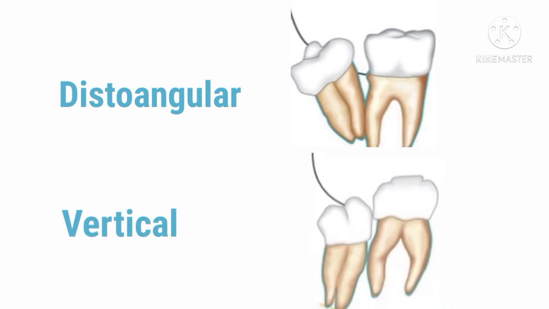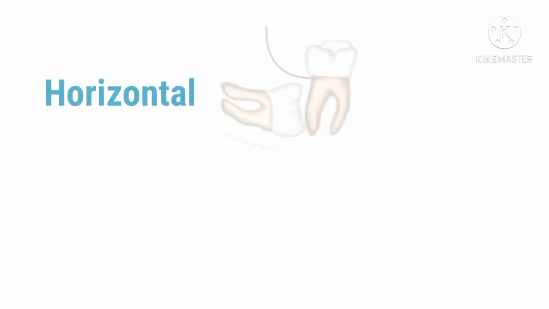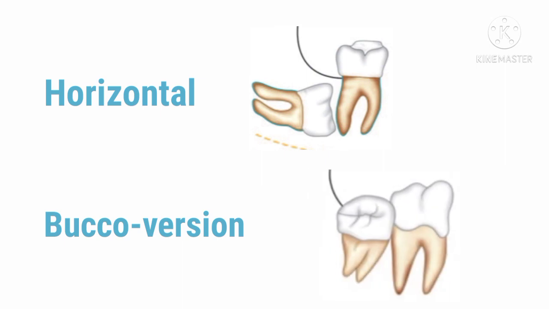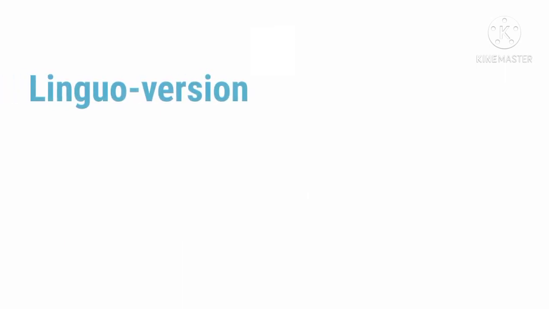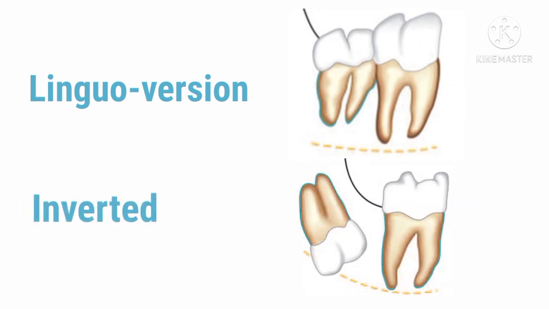Vertical, that is, the crown of the impacted third molar lies in a vertical direction. Horizontal, that is, the impacted tooth is in a horizontal position. Buccal version, the crown of the impacted tooth faces buccally. Lingual version, the crown of the impacted tooth faces lingually, and inverted, that is, the tooth is in an inverted position.